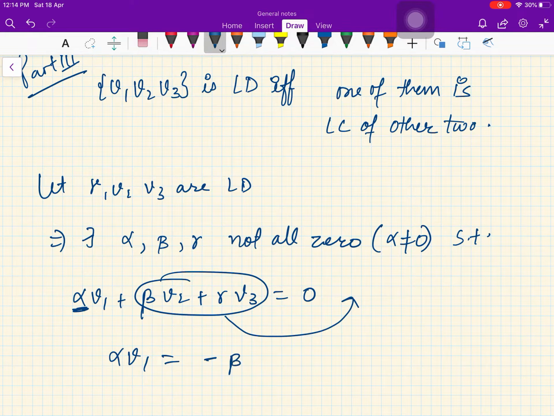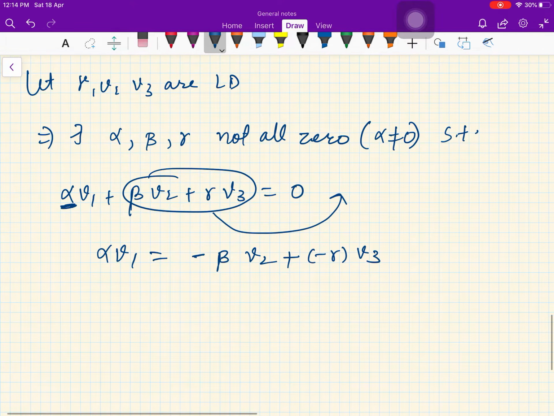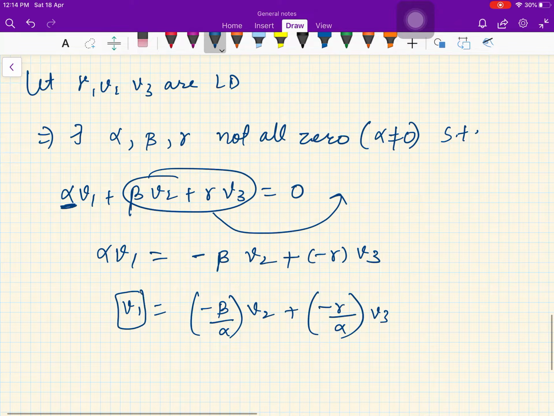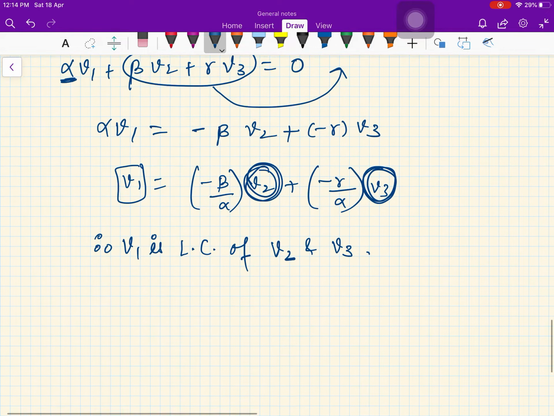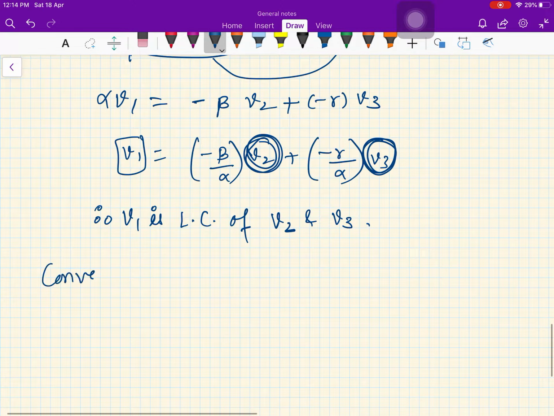Now because alpha is non-zero, I'll take these two on the other side. So I have alpha v1 is equal to minus beta v2 plus minus gamma v3. Now I can divide by alpha. So v1 is minus beta by alpha v2 plus minus gamma by alpha v3. So you get v1 is a linear combination of v2 and v3. Therefore v1 is a linear combination of v2 and v3.